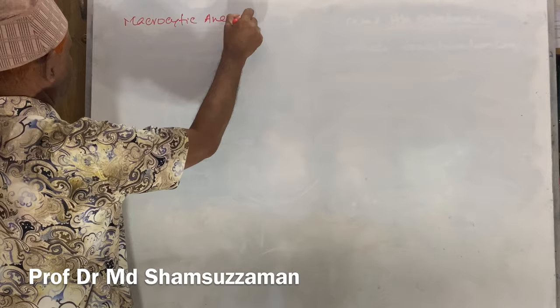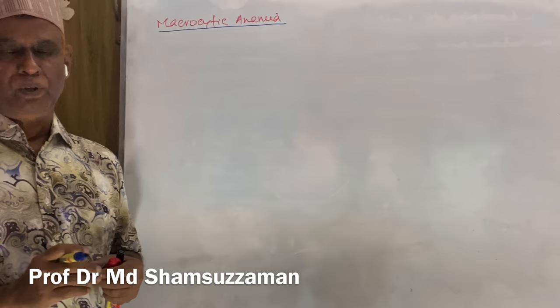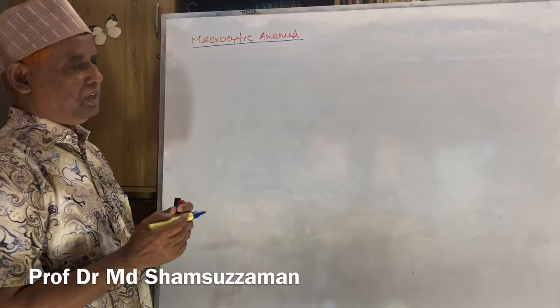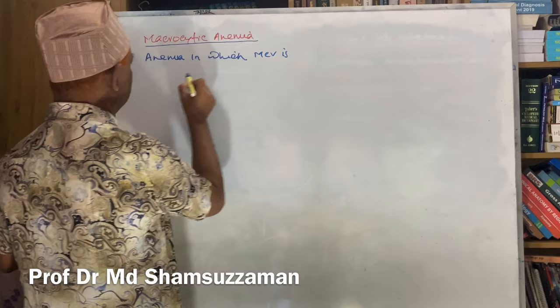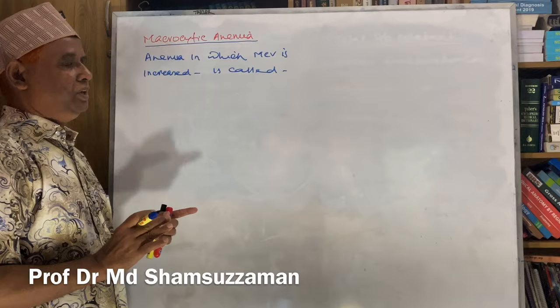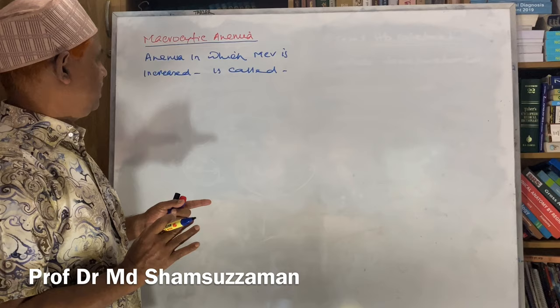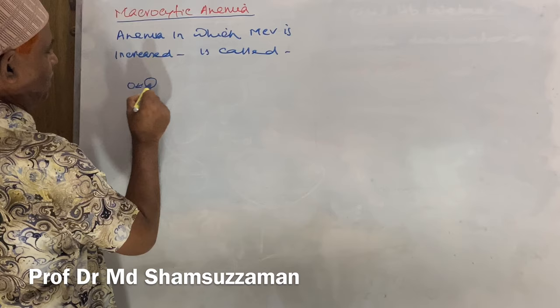First, we have to know what is macrocytic anemia. Anemia in which the mean corpuscular volume of RBC is increased is called macrocytic anemia. So in microcytic hypochromic anemia, RBC is reduced in size. In macrocytic anemia, RBC size is increased. If this is the normal size of RBC, and the smaller size is called microcytic hypochromic, then if the size is increased like this, by definition, this is macrocytic anemia.